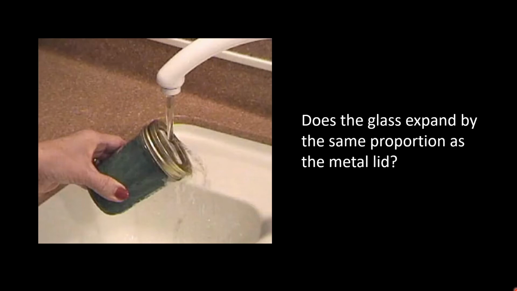Okay, well, if they did expand by the same proportion, then this would be a pointless method to try because the lid would be just as stuck as it was before. So the reason why this works is that the glass doesn't expand as much as the metal. So the metal is slightly looser than it would otherwise be, and that's why you can take it off with this trick.